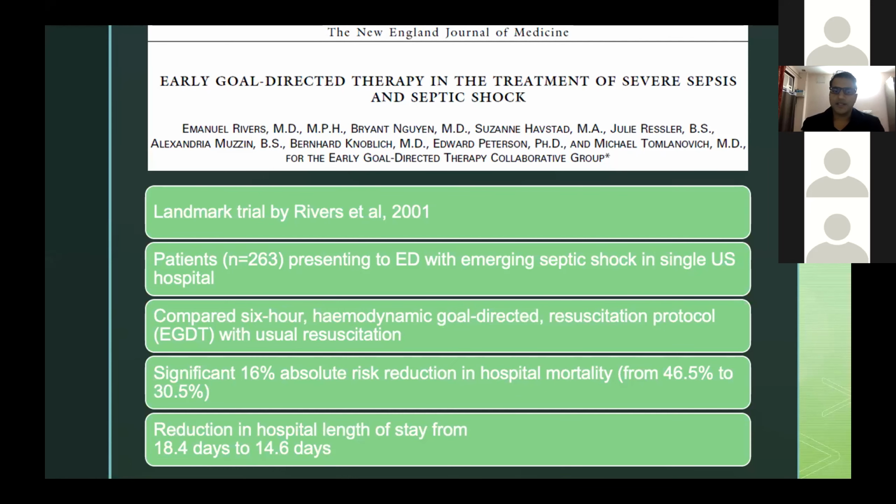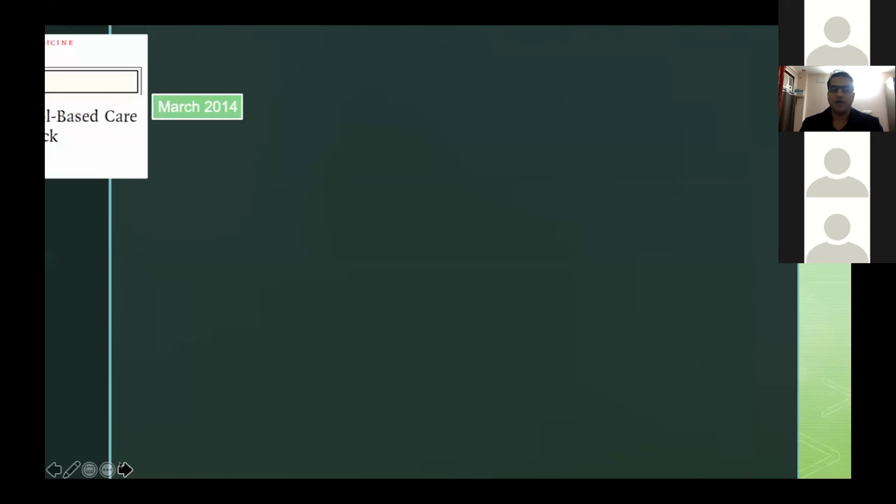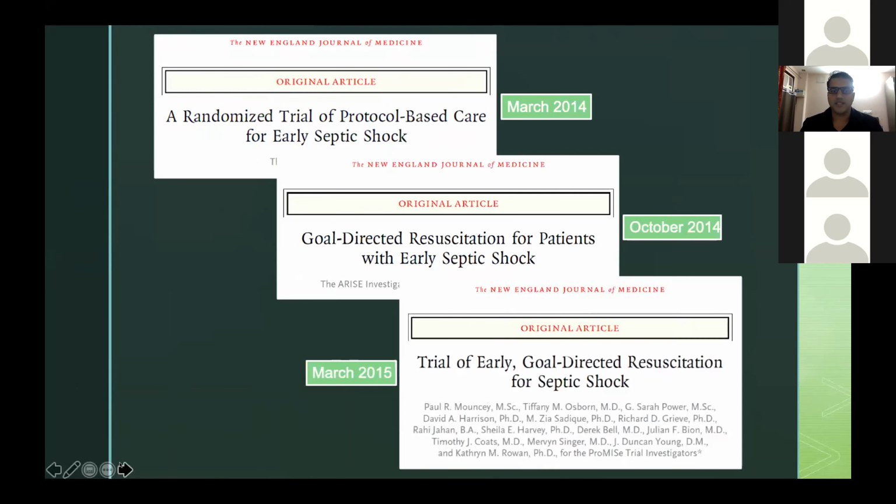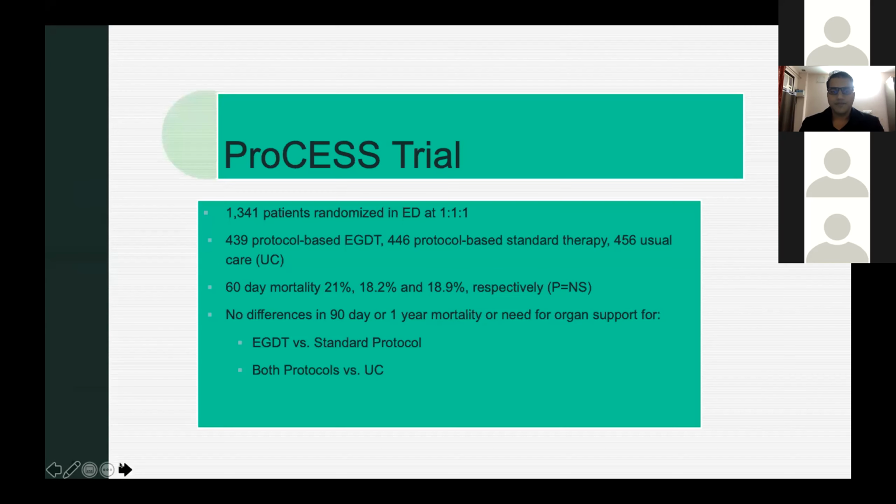Later on, when the subsequent studies such as the ARISE trial from Australia, the ProMISe trial from England and the ProCESS trial from the US came, they found that usual care was as good as early goal-directed therapy. So the ProCESS trial from the US came in, and then ARISE from Australia came in. And by 2015, the other trials came in.